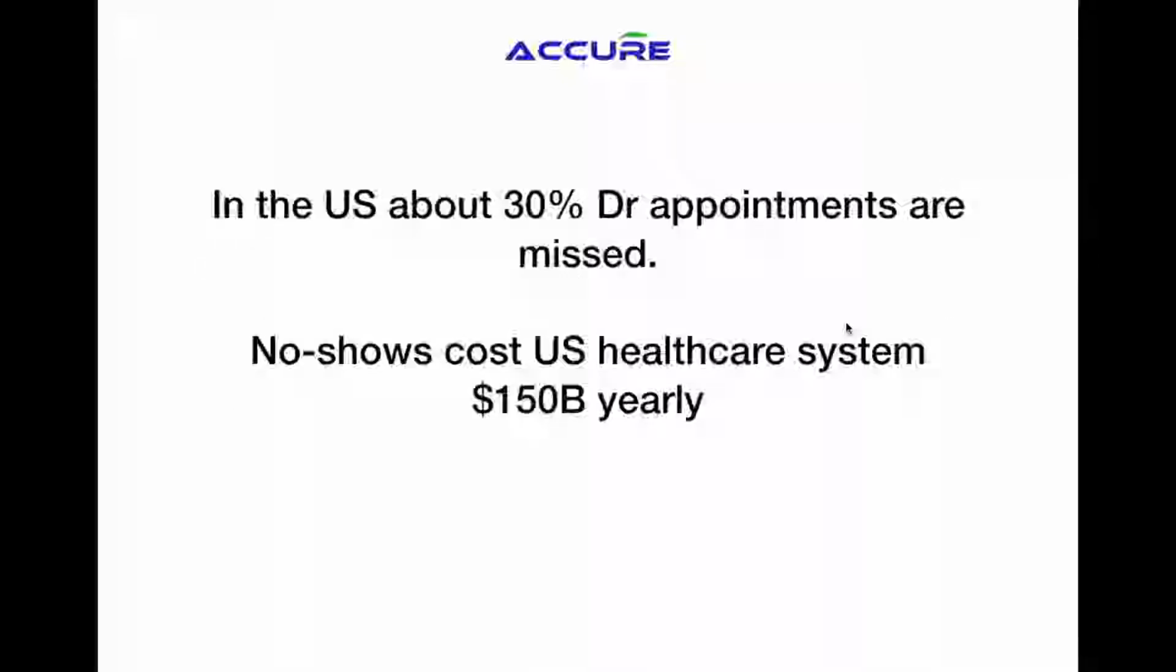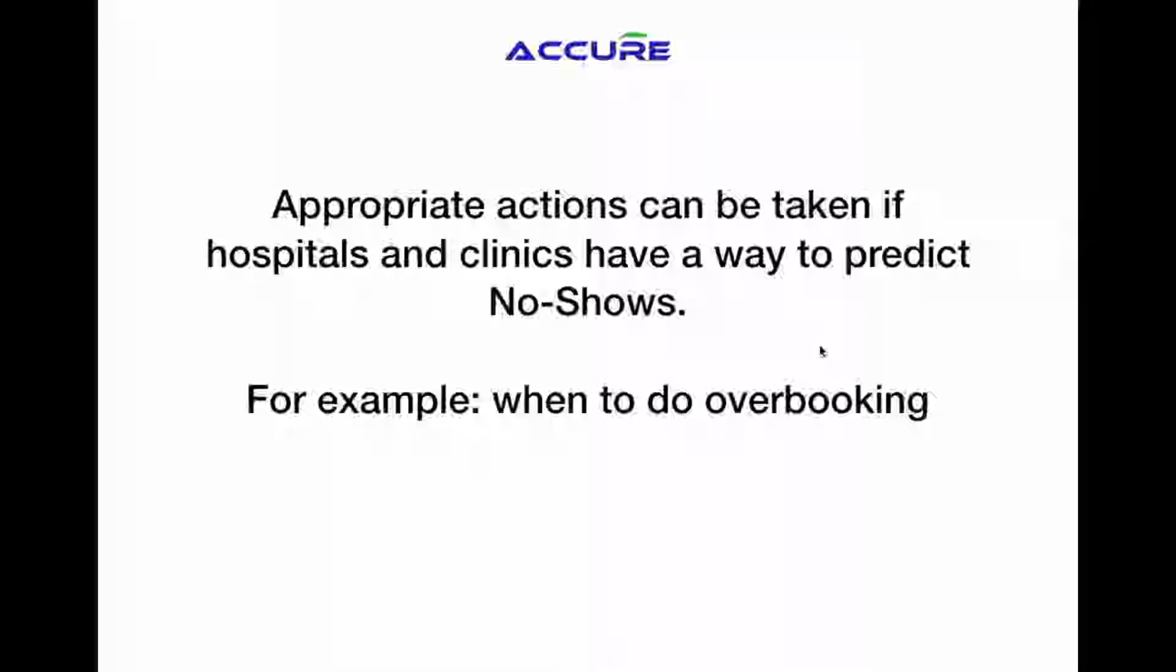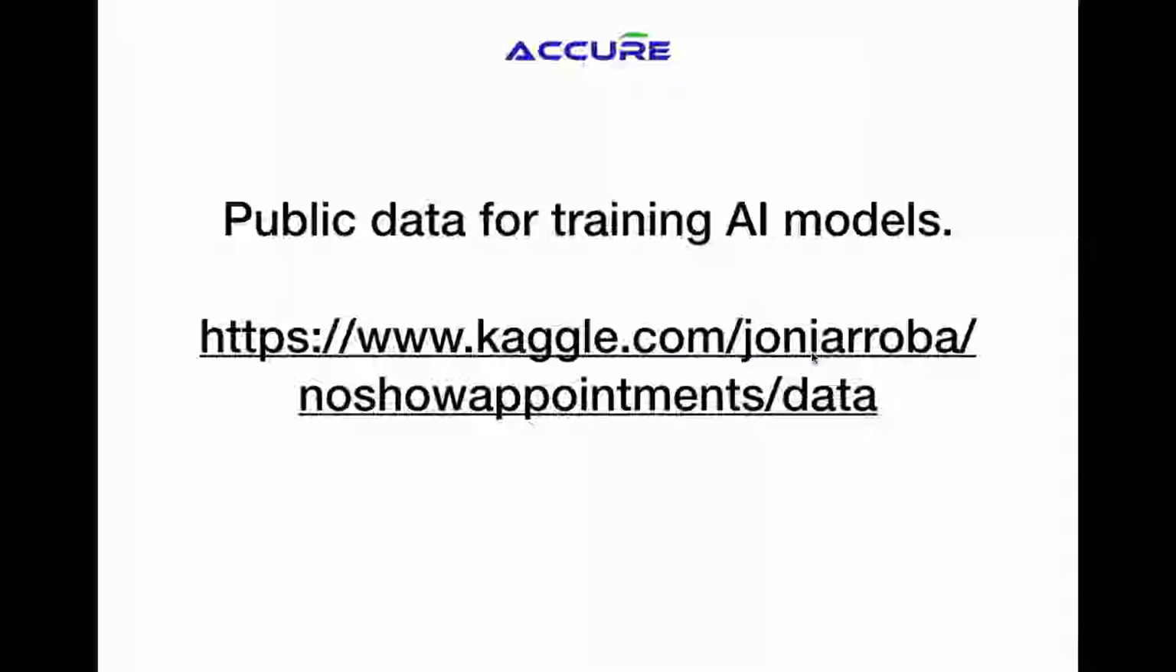I will show you the steps of building AI models with an example of predicting no-shows for doctor's appointments. In the US, on an average about 30% of appointments are missed. These no-shows cost the US healthcare system $150 billion yearly. Appropriate action, such as when to do overbooking, can be taken when hospitals and clinics have a way of predicting no-shows.